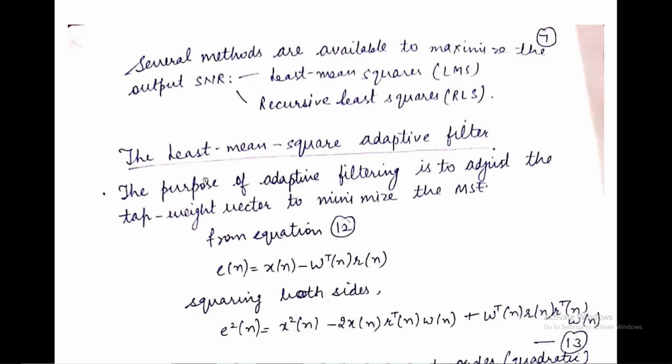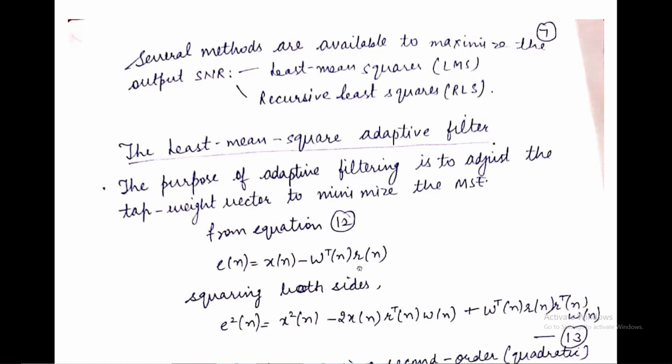Now, as we know, the purpose of adaptive filtering is to adjust the tap weight vector. Why are we adjusting that? Because we want to minimize the mean square error. That means we want to achieve the minimum mean square error. So from equation 12, as we have seen just on the previous page, the error equation is xn minus yn, but yn is W transpose n into Rn, which is nothing but the output of the adaptive filter. So if we want to achieve the minimum square error, what we first have to do is square this.